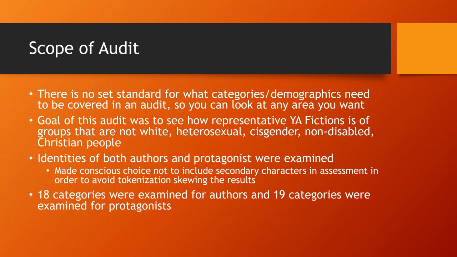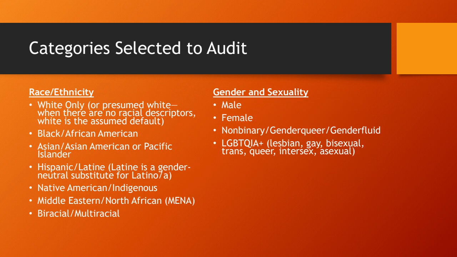So for the audit, I looked at 18 categories for the authors and 19 categories for the book protagonists. So these were the categories. It was four categories and then subcategories within those four.